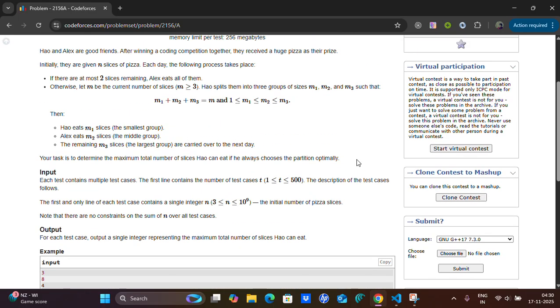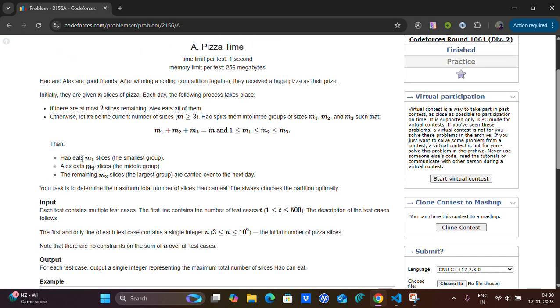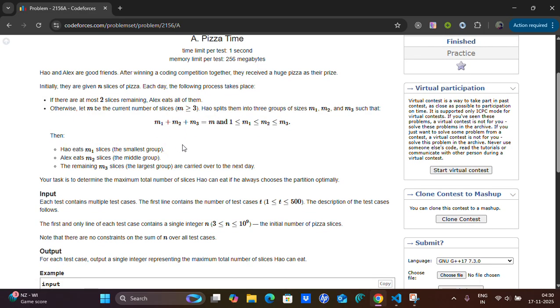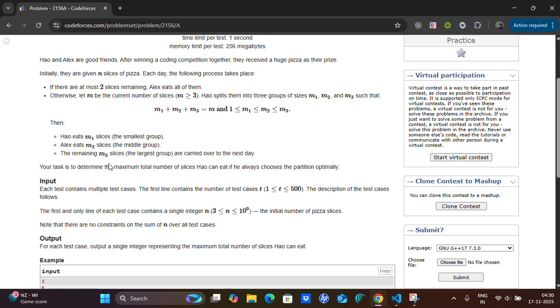Howard can eat. So we can see in the question that Howard is always eating the smallest group. What is happening in this question is we have some number of pizza slices and we have to divide that into groups, each of size m1, m2 and m3. Howard is eating the smallest group, m1, and I have to calculate the maximum total number of pizza slices that Howard can eat if he chooses the partition optimally.